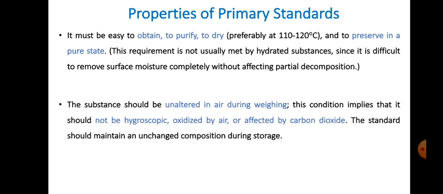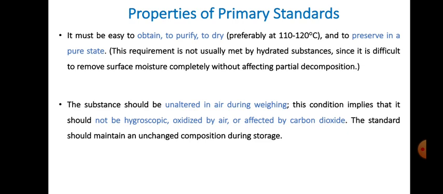The second property is that the substance should be unaltered in air during weighing. Okay, because we take the spatula, and with the spatula we remove the substance from the container and put it on the butter paper on the analytical balance or digital balance. So it is exposed to the air, so it should remain unaltered. It should not change its chemical or physical form when exposed to atmospheric air or moisture. So this condition implies that it should not be hygroscopic. Okay, so again we can take the example of sodium hydroxide, which is highly hygroscopic.